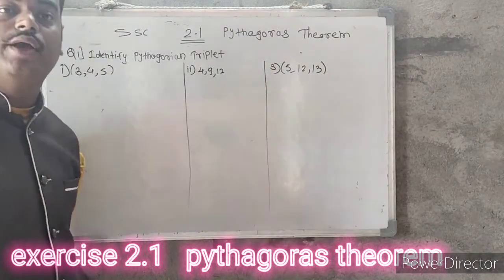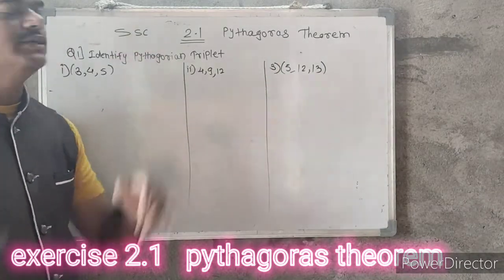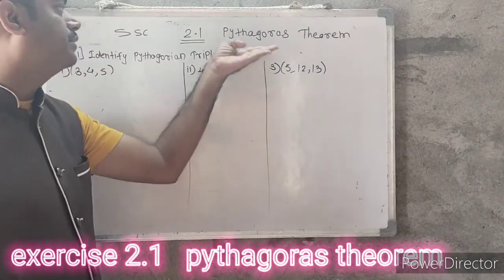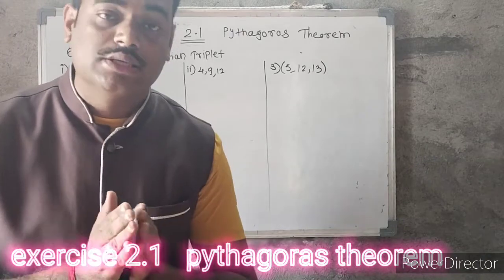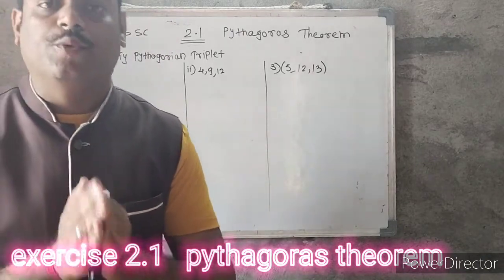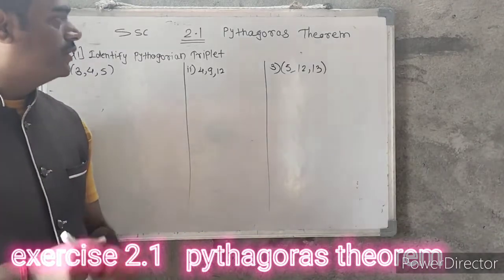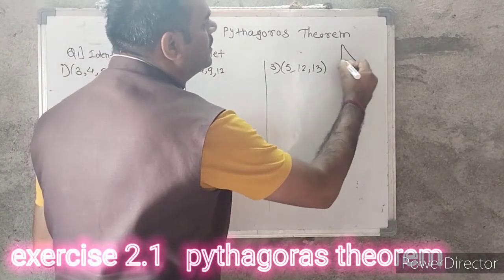Students, today we are going to discuss the next topic, that is Pythagoras theorem from the SSC board geometry textbook. All of you are familiar with the theorem from 5th standard, which says that hypotenuse square is equal to one side square plus second side square. This theorem is applied for a right angled triangle.